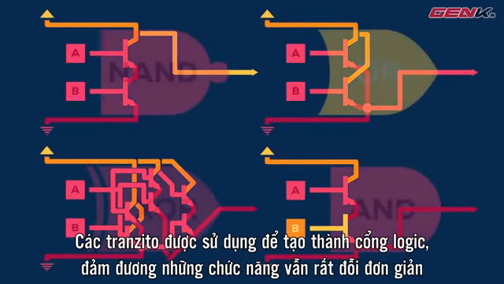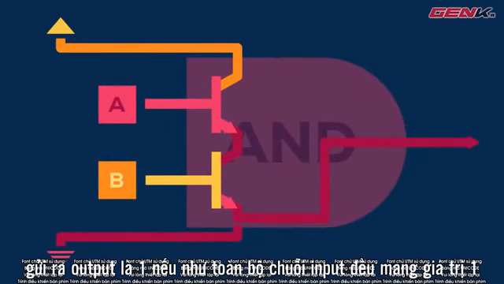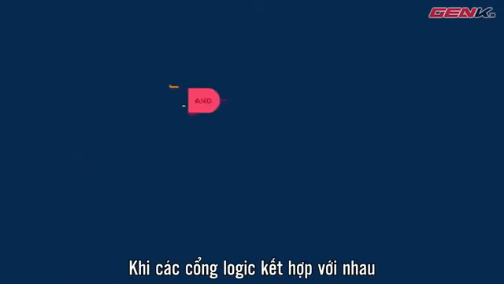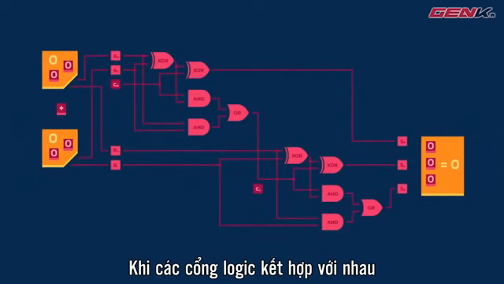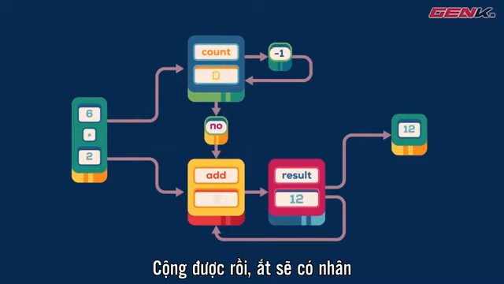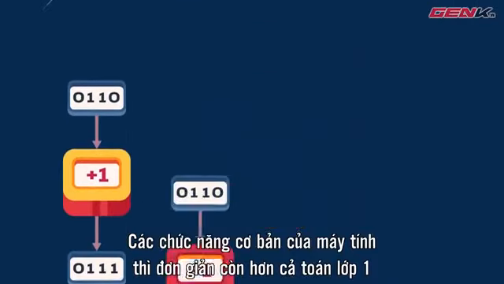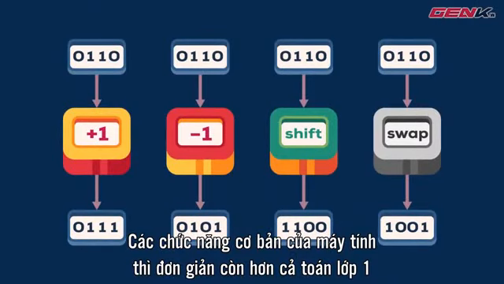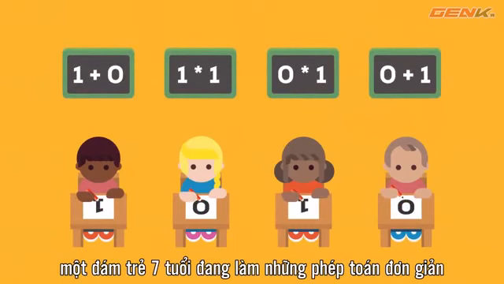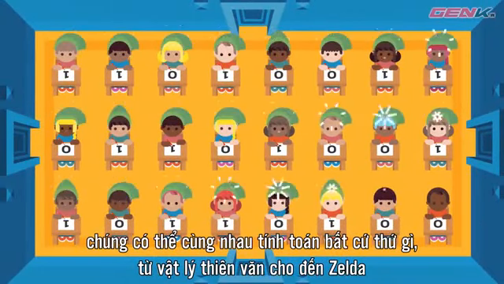Transistors are combined to create logic gates, which still do very simple stuff. For example, an AND gate sends an output of 1 if all of its inputs are 1, and an output of 0 otherwise. Combinations of logic gates finally form meaningful modules, say for adding two numbers. Once you can add, you can also multiply, and once you can multiply, you can basically do anything. Since all basic operations are literally simpler than first-grade math, you can imagine a computer as a group of 7-year-olds answering really basic math questions. A large enough bunch of them could compute anything from astrophysics to Zelda.